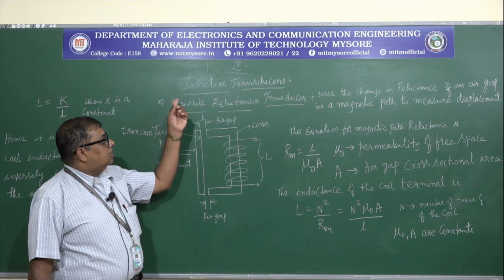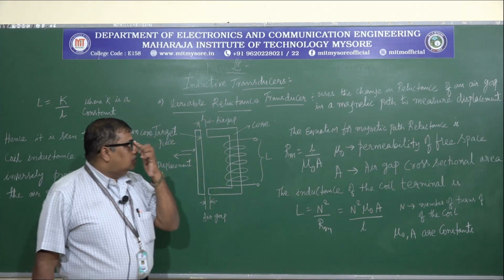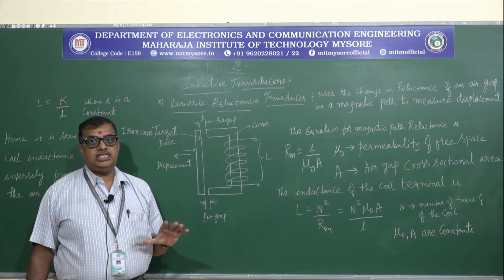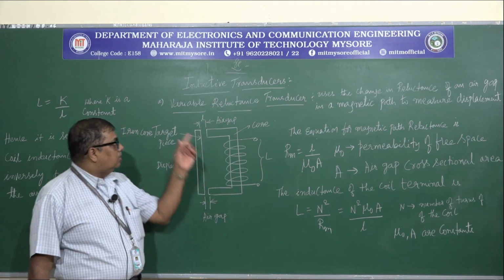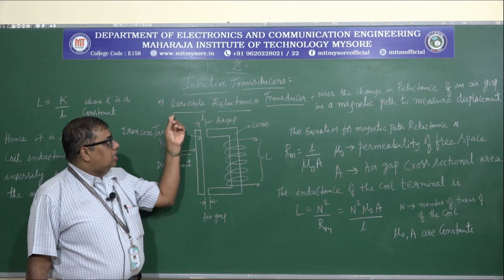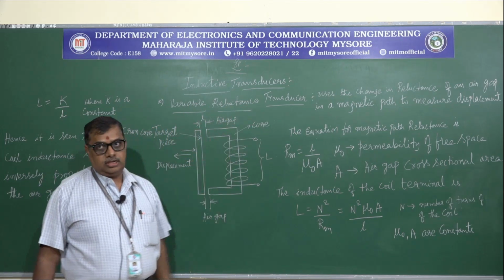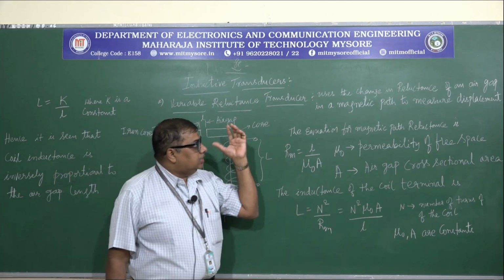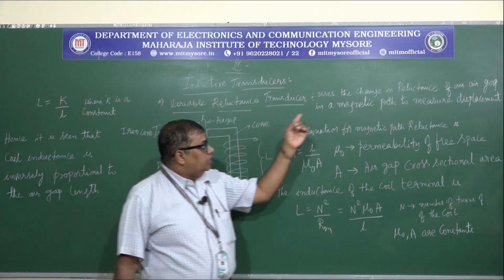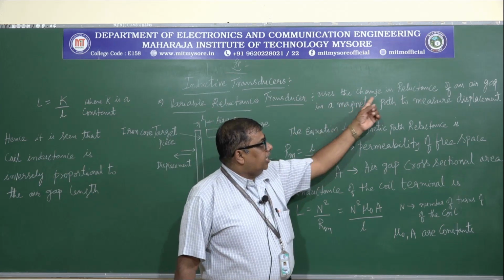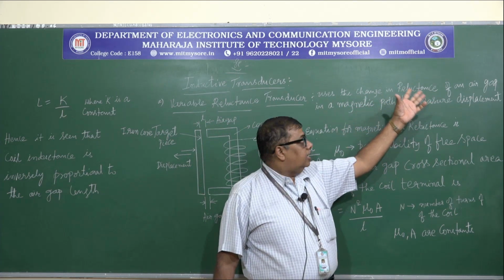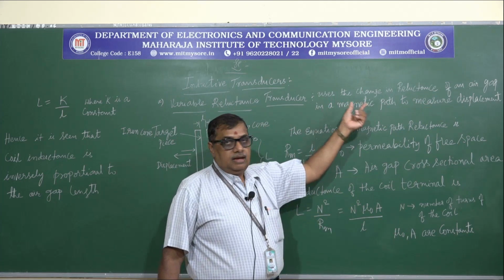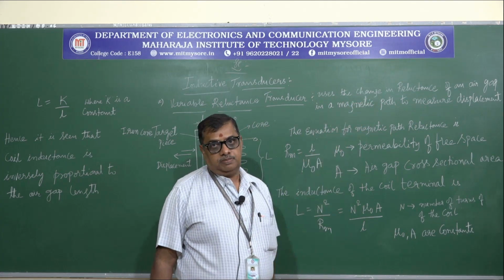Okay, the next type is the inductive transducer. Inductive transducers are basically used to measure displacement. In this one we will see the first type, the variable reluctance transducer. What does variable reluctance transducer mean? It is a type of transducer which uses the change in the reluctance of an air gap in a magnetic path to measure the displacement.